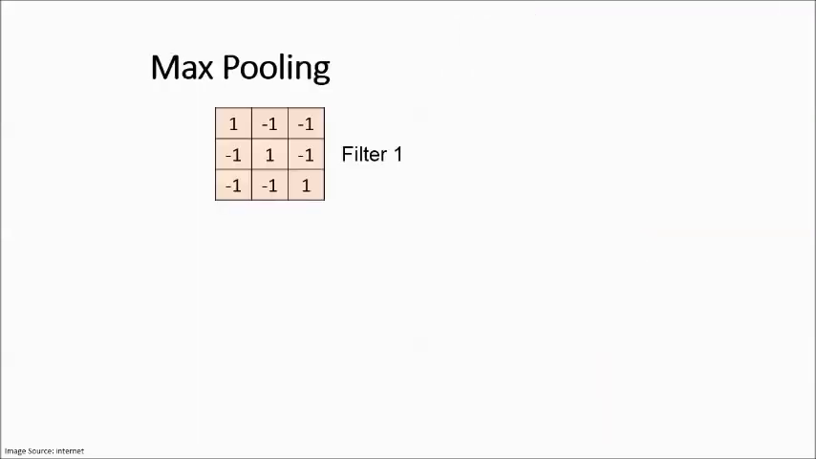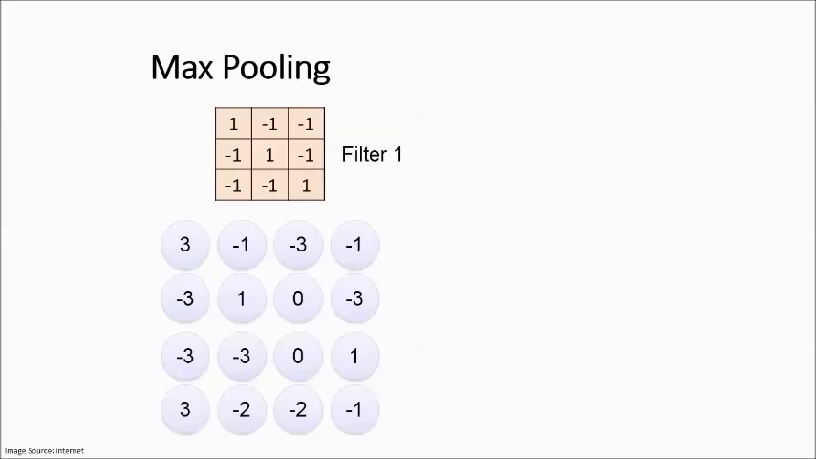Let's see. Here I have applied filter 1 on my 6 cross 6 input image, and I have come up with this feature map. It is now 4 cross 4. Again, the question is, can we reduce this dimension so that we give less information to the fully connected layer, that is my neural network part? Yes, we can. How? Just by applying max pooling. Max pooling is a hyperparameter.